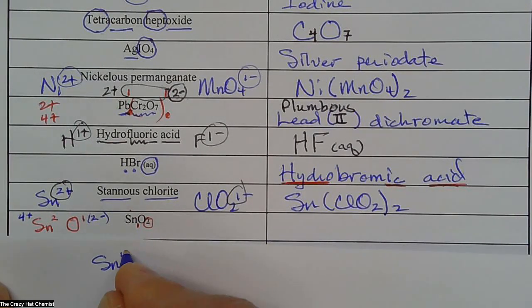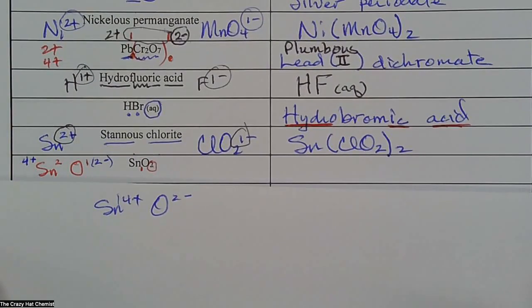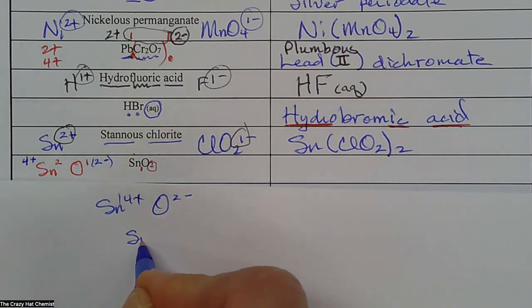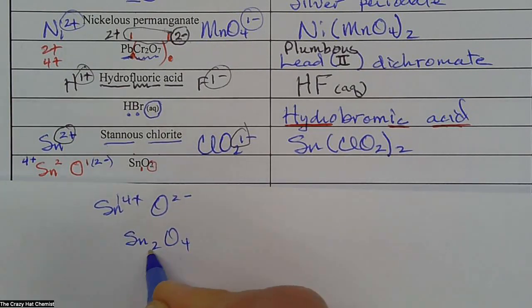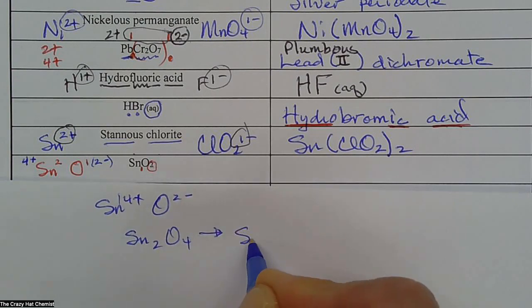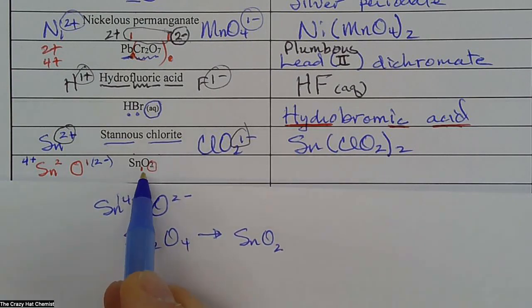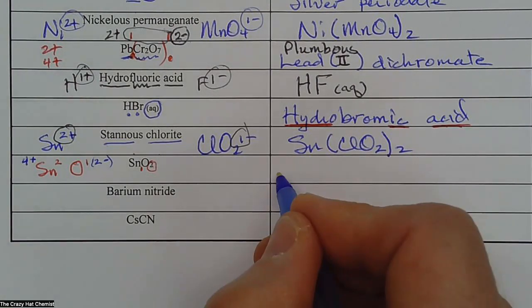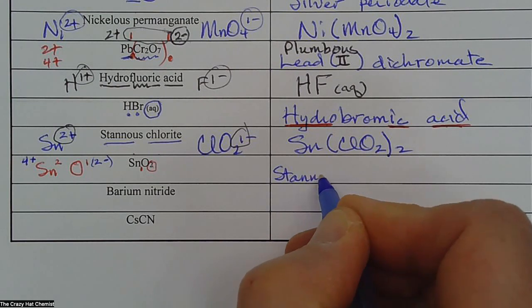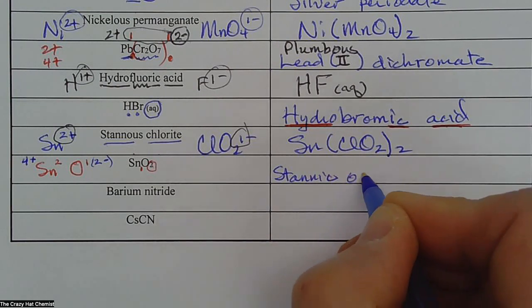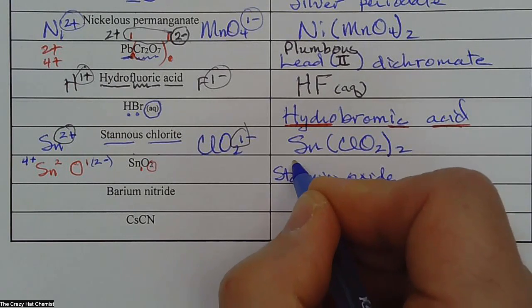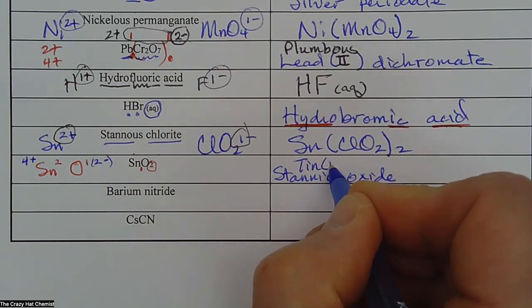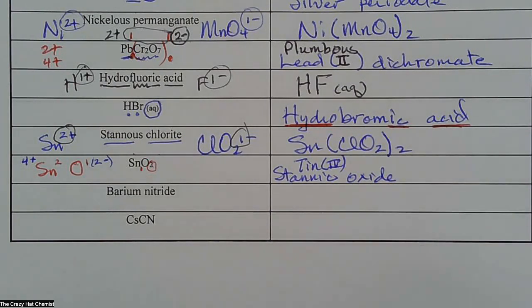So Sn4+ and O2-. If I take the absolute value of these two numbers, flip them, and bring them down, I get Sn2O4, and then I must reduce these. So that gives me SnO2. Is that what I have? Yes, it is. So this is going to be stannic oxide, for tin, Roman numeral 4, oxide.